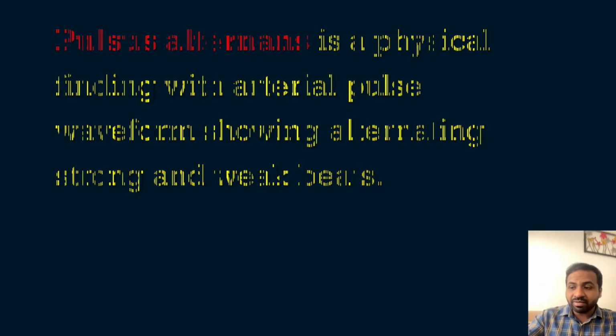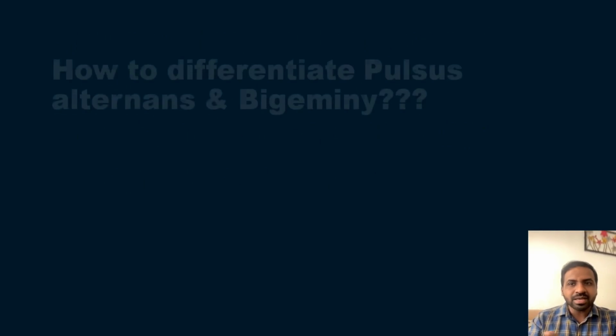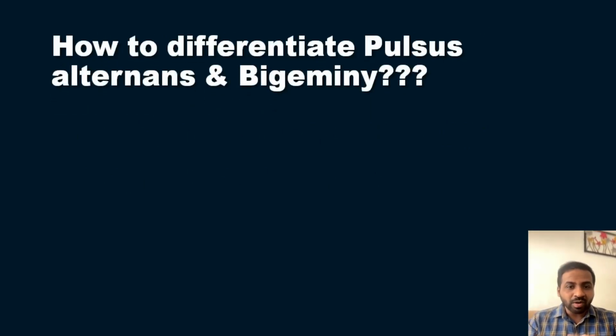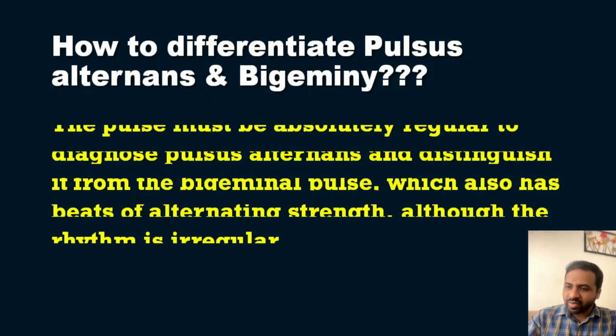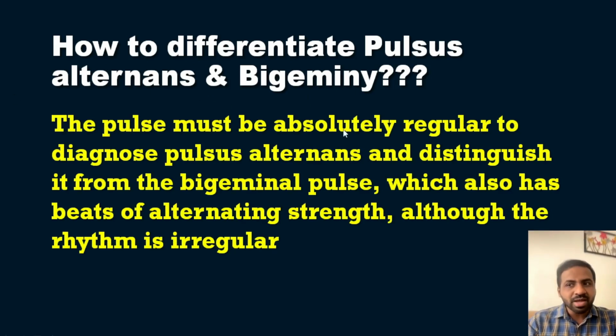Then definitely we will have a doubt: how can we differentiate between bigeminal pulse and pulsus alternans? So my one question for you is how to differentiate between pulsus alternans and bigeminy, or the bigeminal pulse. It is very simple. The pulse must be absolutely regular to diagnose pulsus alternans and distinguish it from the bigeminal pulse.